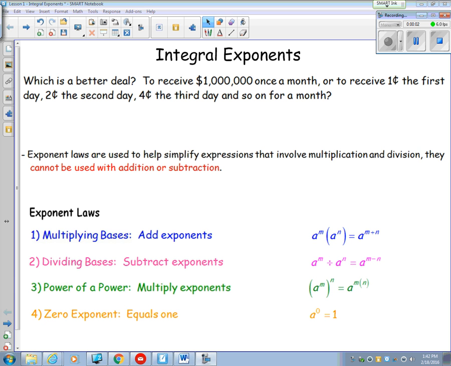Okay, we're going to take a look at unit number 7 today. So starting with integral exponents and how exponents work, some exponent rules, how to deal with exponents. Okay, so a good starting point here is we have this idea about which is a better deal.